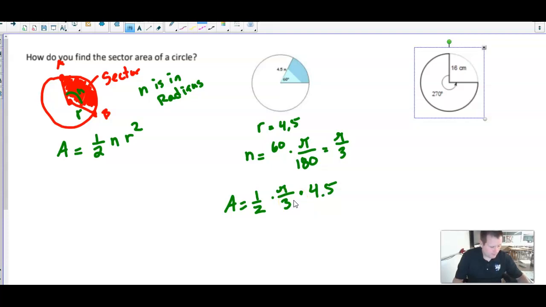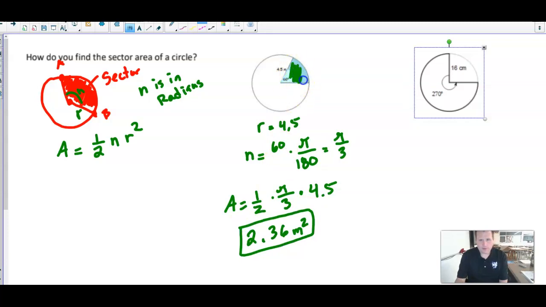So let's see what we get when we do that. I get 2.36, and that would be meters squared is what I'd have for that. So that'd be the area of that sector, this spot that's already shaded right there.